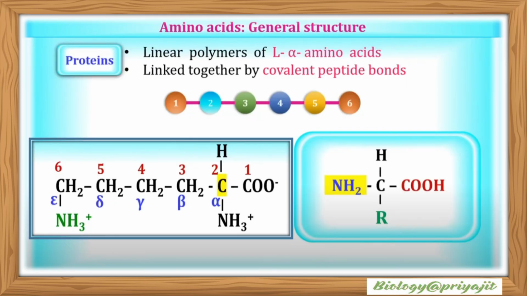Amino acids general structure: protein is the linear polymer of L alpha amino acids, and they are linked together by covalent peptide bonds. That is the general structure of the amino acid. The alpha carbon is attached to the amino group, carboxyl group, hydrogen atom, and variable R group, and this is the numbering of the different carbon atoms from the alpha outwards. That is, the carbon attached to the alpha carbon is named beta. The carbon attached to the beta carbon is called gamma. The carbon attached to the gamma carbon is called delta, and the carbon attached to the delta carbon is known as epsilon, which is always attached with an amino group.